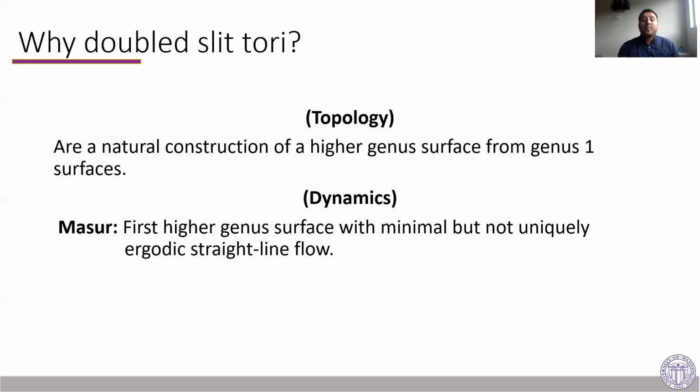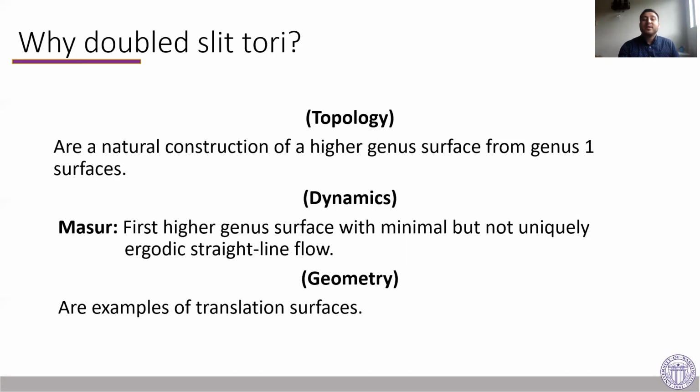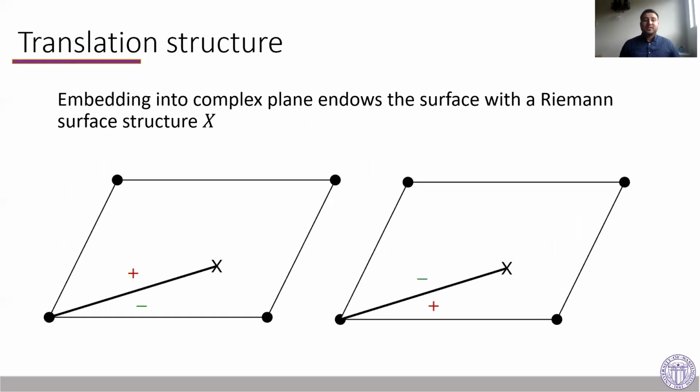And then the main reason why I'm interested in double slit tori is because they constitute examples of translation surfaces, and I'm trying to study some fine scale behavior of certain paths on translation surfaces. Okay, so let me unwrap a little bit what I mean by translation surface. How do we create a double slit torus, right? We started off by embedding them in the complex plane and then identifying sides with the translation.